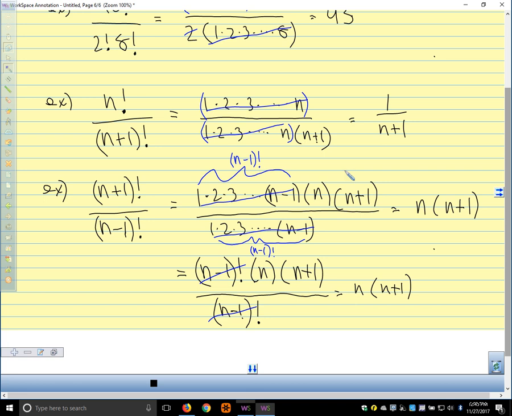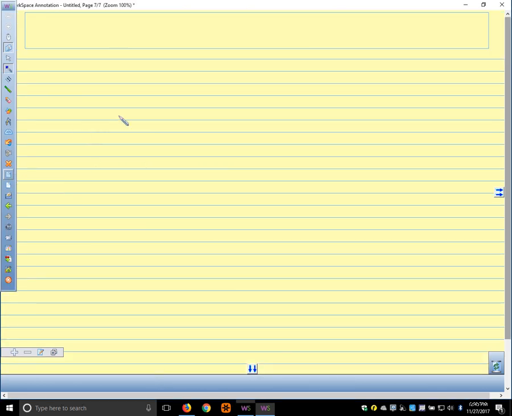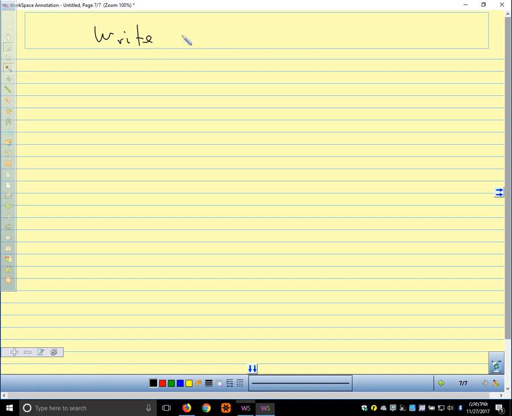So we're not always given the formula. Sometimes we're just given a list of numbers, and we need to figure out a rule for the nth term. So that's what we want to do next.